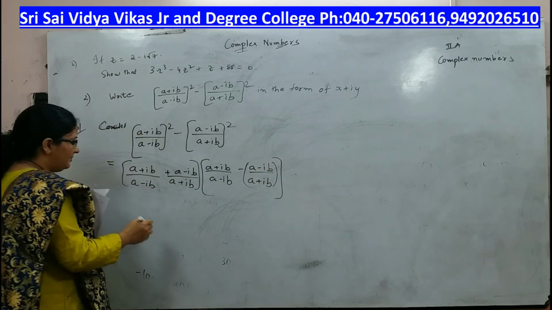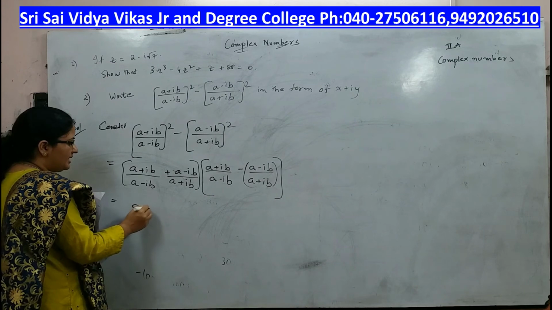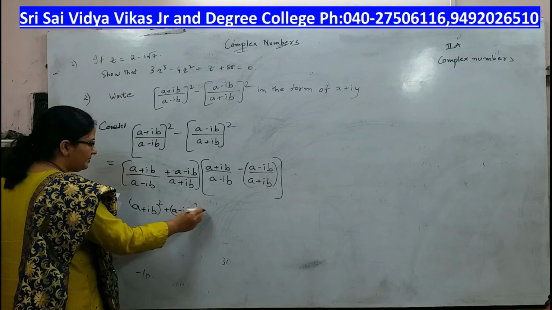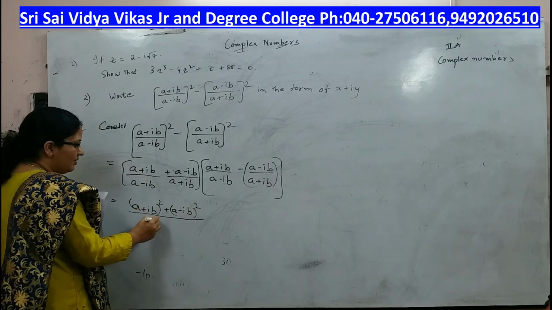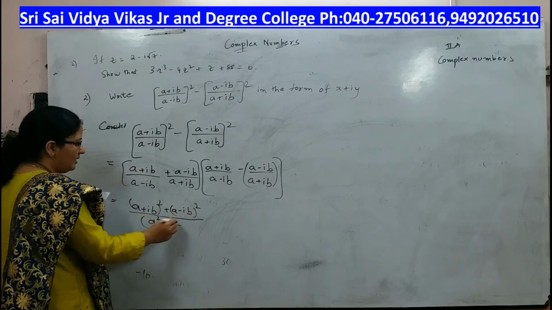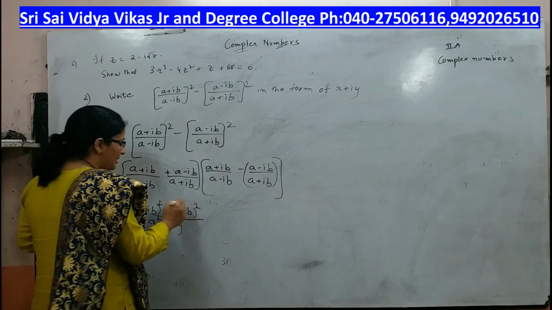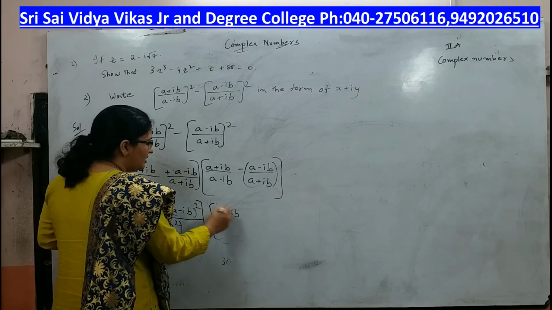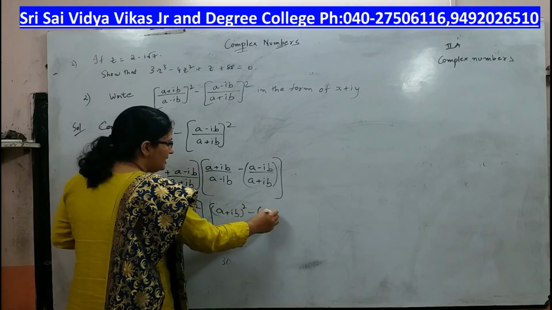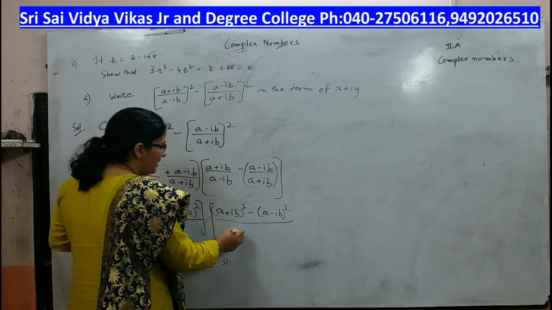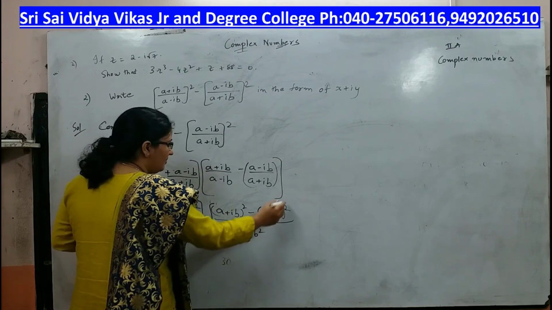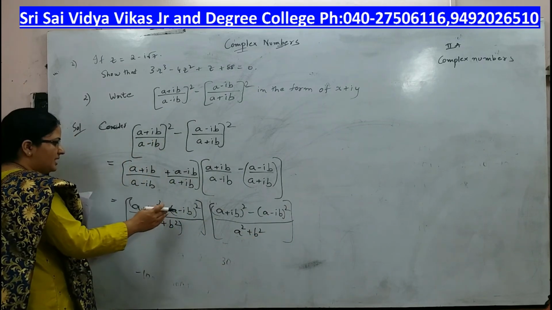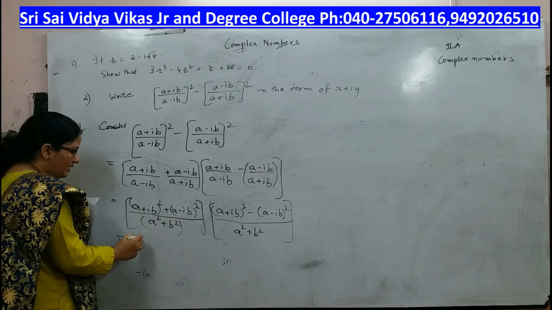Now take the LCM. (a plus ib) whole square plus (a minus ib) whole square by a square plus b square. Now into (a plus ib) whole square minus (a minus ib) whole square by a square plus b square. This is what you have. Now (a plus ib) whole square plus (a minus ib) whole square is nothing but 2.